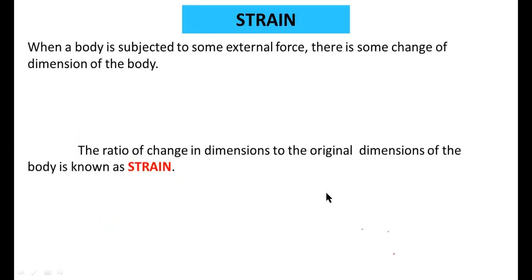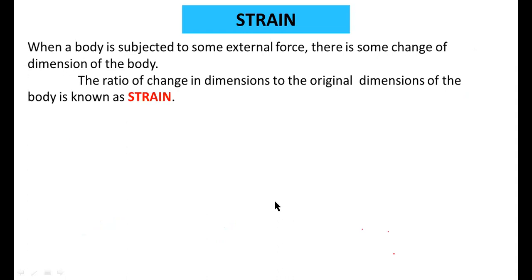Strain. When a body is subjected to some external force, there is some change in the dimensions of the body. The ratio of change in dimensions to the original dimensions of the body is known as strain. The symbol for strain is epsilon or e. These are the two symbols for strain, and epsilon is pronounced like this.